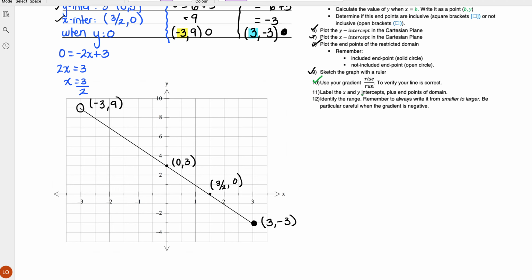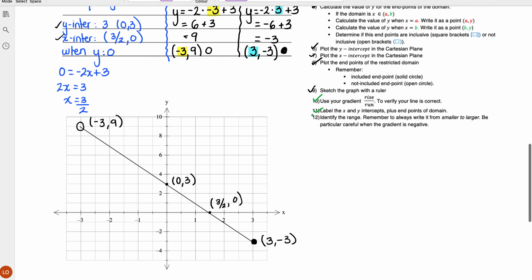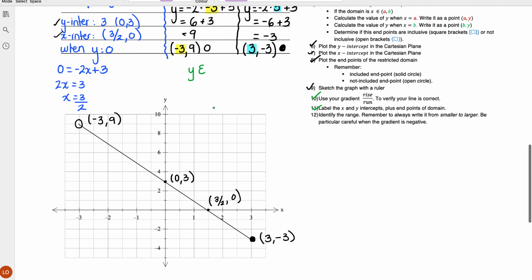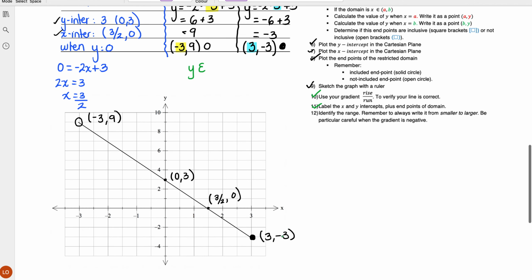Perfect. Label the x and y-intercept plus the endpoints. I did that before. And now we have to identify the range. So that's the final part that we have to identify. So we're going to identify our range and we have it here. We can see it visually. So we're going to say y belongs to, what is the smallest value of the y? The smallest value of the y is here, negative 3. I'm going to put it in pink, negative 3. What is the largest point?